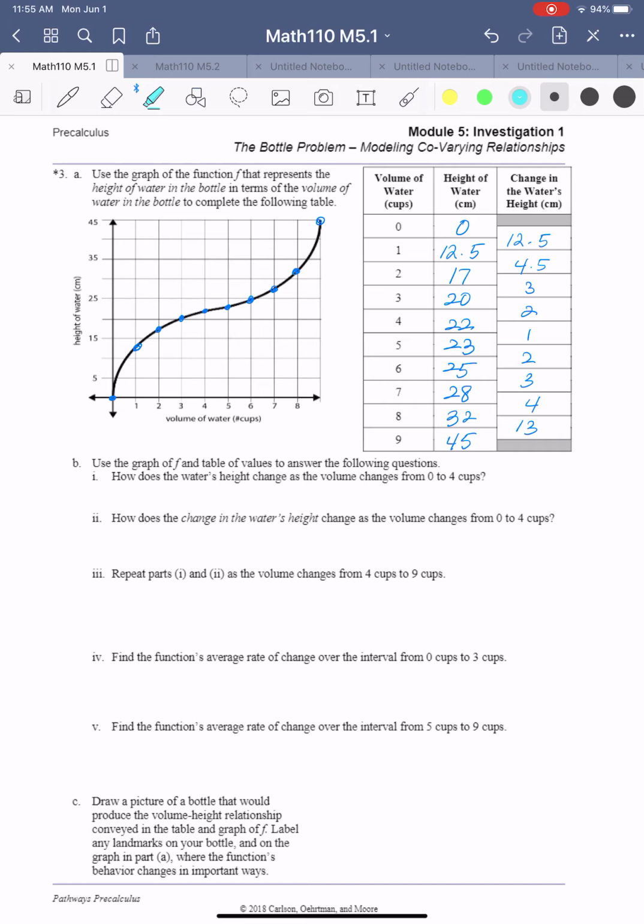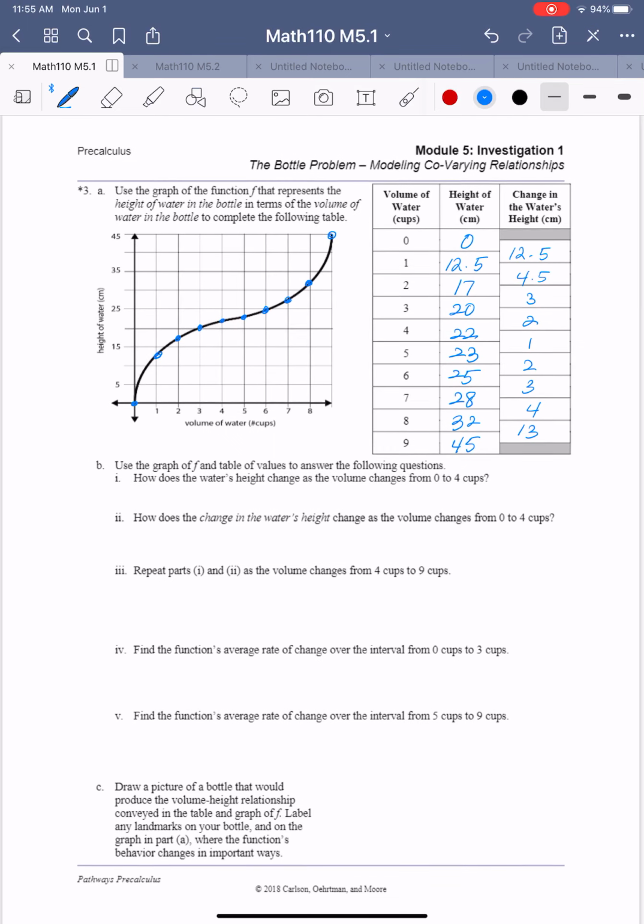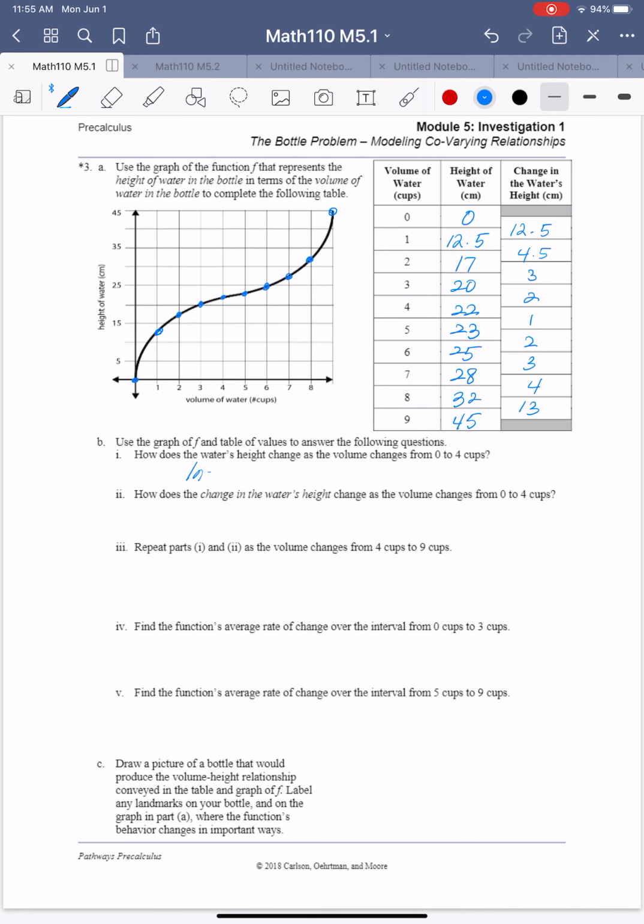When you look at the graph from 0 to 4 cups, as you notice, it's been increasing, isn't it? So the height is also increasing. But how does the height change as the volume changes? Okay, 0 to 4 cups, which means when the water was 0 the height was 0, but at 4 cups it's 22. So it will be 22 minus 0, which is a 22 centimeter increase. Repeat 1 and 2 for the volume change from 4 to 9. From 4 to 9, of course it's increasing too.